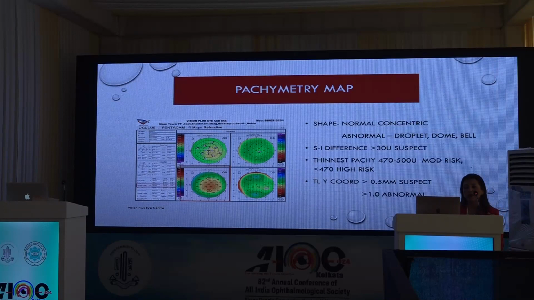So coming to the pachymetry, we've already seen the thinnest location pachymetry. Again, you look at the overall shape, whether it's concentric or whether you have any abnormal shape like a droplet or a dome or bell-shaped. And again, looking at the superior-inferior difference is important, and also comparing between the two eyes is important.